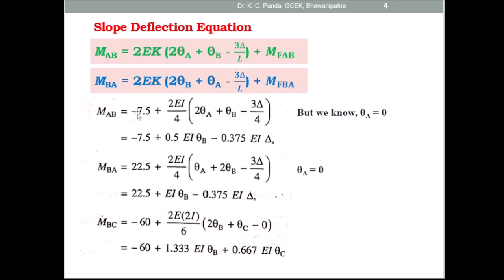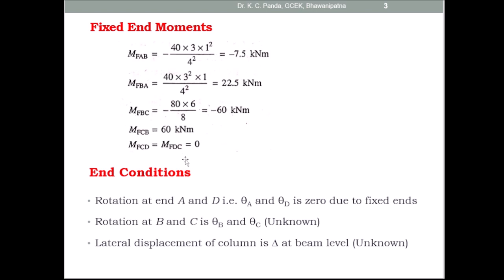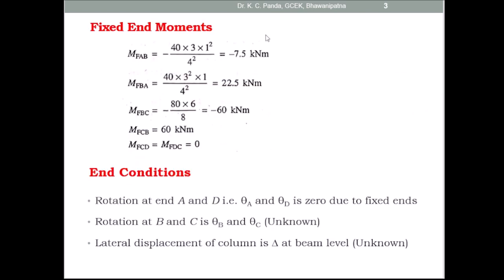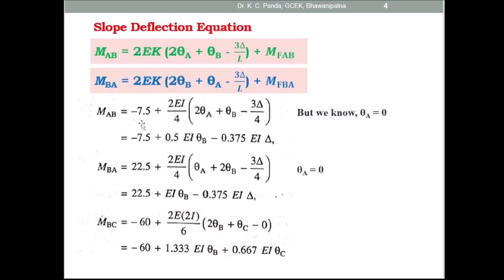MAB is equal to... and you know the fixed end moment MFAB. Already you got MFAB is equal to minus 7.5 kilonewton meter. So here you put MAB is equal to minus 7.5 plus 2EI by 4 into 2 theta A plus theta B minus 3 delta by 4. But we know theta A is equal to 0. So after putting the theta A value here, MAB is equal to minus 7.5 plus 0.5 EI theta B minus 0.375 EI delta.